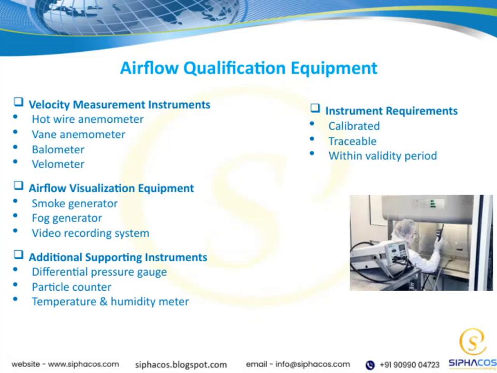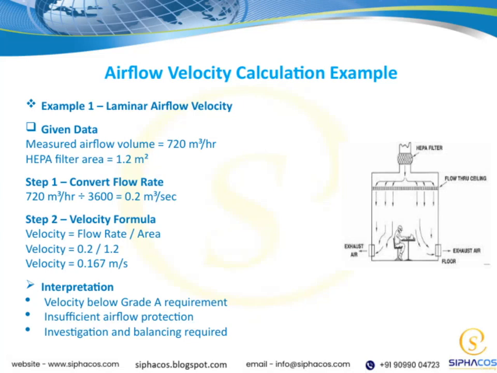When we talk about instrument requirements, there are a few key points to keep in mind. First, every instrument needs to be calibrated and traceable, and it has to be used within its validity period, no exceptions. For airflow qualification, we rely on tools like hot wire and vane anemometers, balometers, and velometers to measure velocity accurately. To visualize airflow, smoke and fog generators come into play, often paired with video recording systems. And supporting all this, we use differential pressure gauges, particle counters, and temperature and humidity meters to get the full picture.